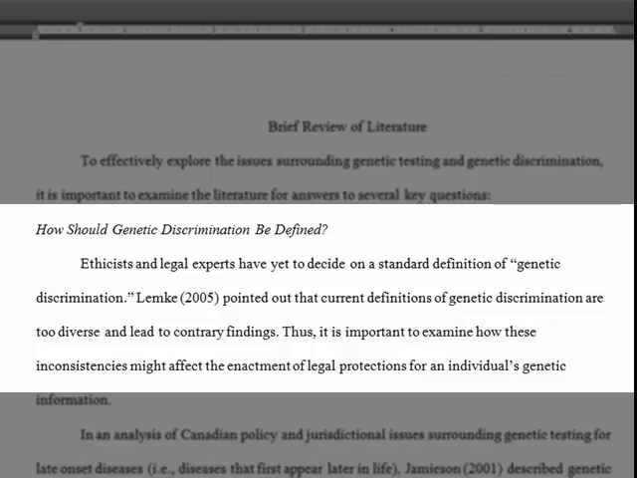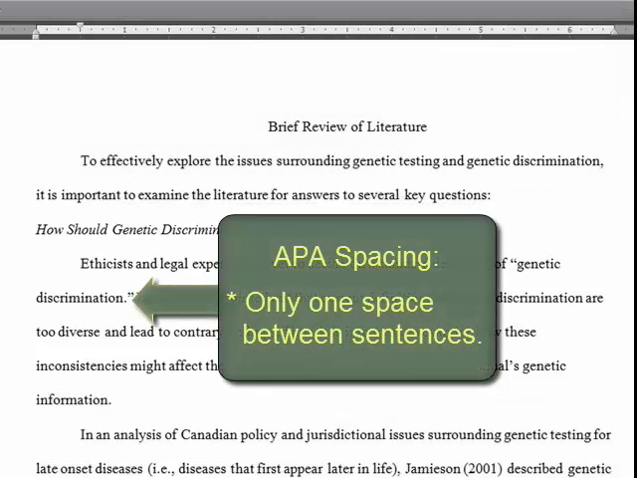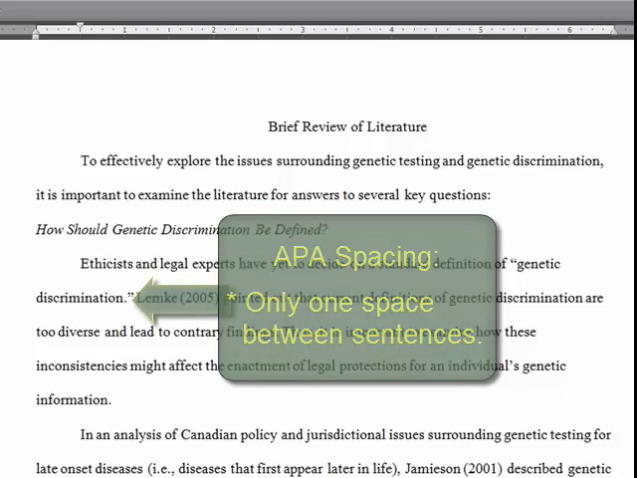Let's read. "Ethicists and legal experts have yet to decide on a standard definition of 'genetic discrimination.'" Here in this case, the quote marks are being used to distinguish the use of words as words. Second, let's look at the space after those quote marks. In APA, there is only one space in between sentences.